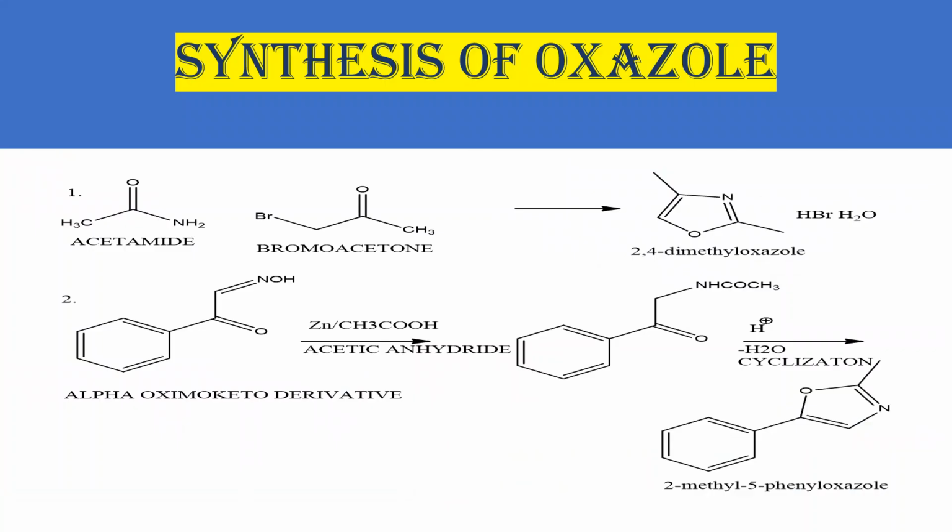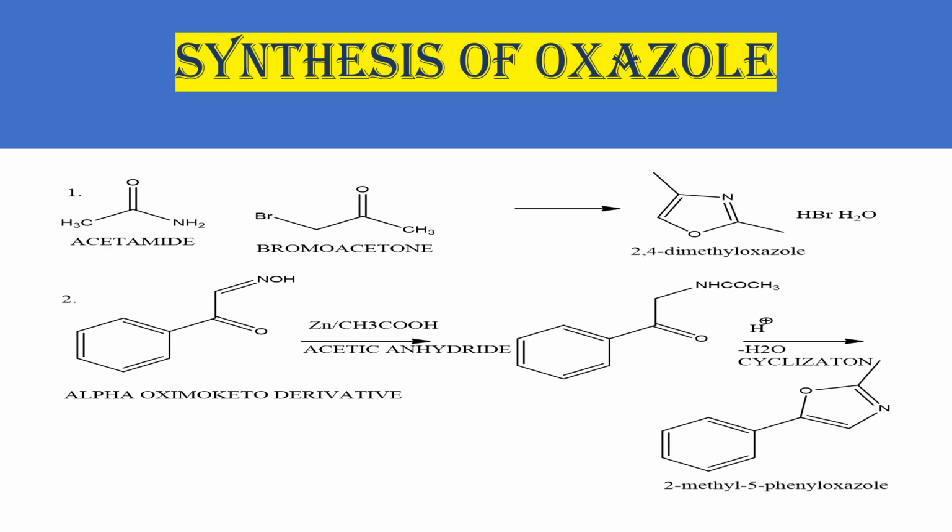Now let's go for the synthesis of oxazole. What is the first? You take acetamide, that is CH3C double bond O and NH2. You treat it with bromoacetone, that is an acetone which is bromo substituted. It undergoes condensation reaction to give you your 2,5-dimethyl oxazole. So this reaction takes place in presence of a base.